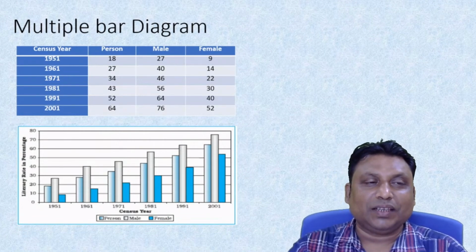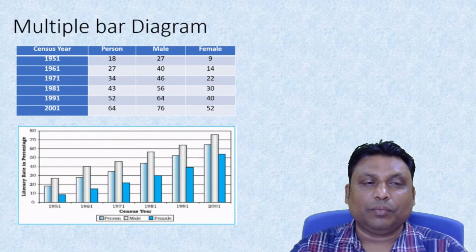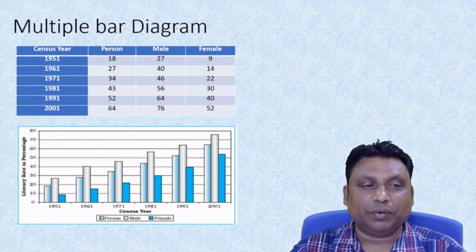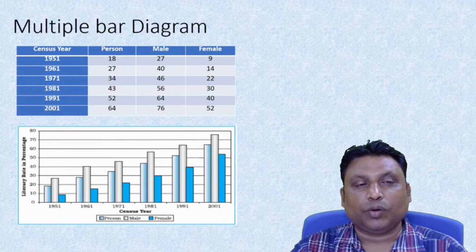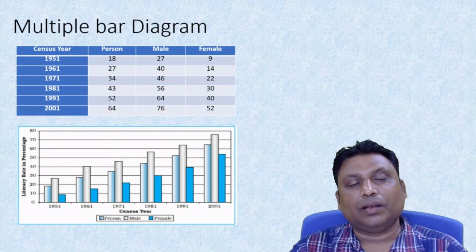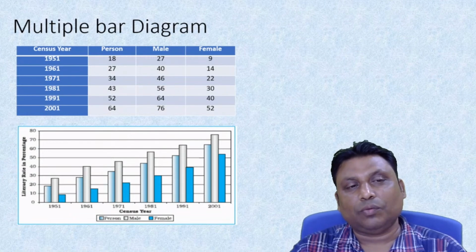If more than two data are given, then this is called the multiple bar diagram. Now suppose the census year is given: 1951, 61, 71, 81, 91, 2001. Data is given for person, male and female. Total person is 18, male is 27, female is 9. On that basis, you have to follow the data. When you are preparing your bar diagram, how many variables are there? Three: one is person, one is male, one is female.